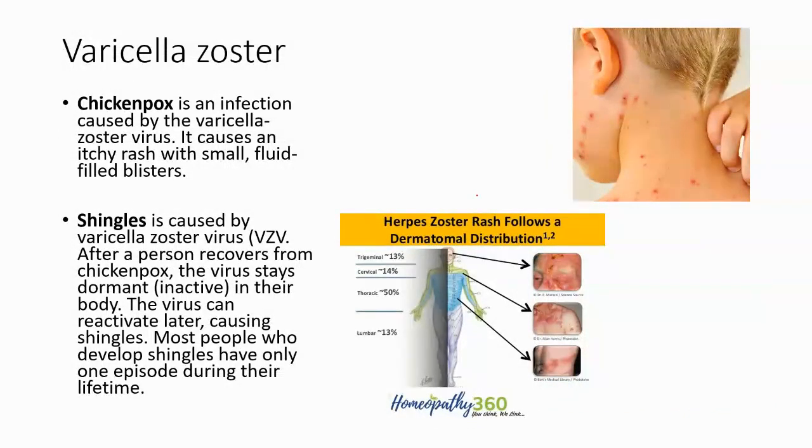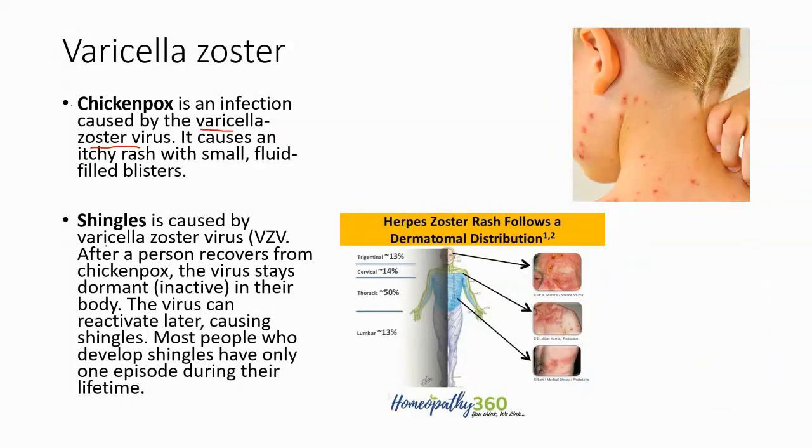The varicella zoster, another virus, talking about chickenpox and shingles. Number one, chickenpox is an infection caused by varicella zoster virus. It causes an itchy rash with small fluid-filled vesicles. Generally, we see this in children, but now, the last couple of decades, there's been a vaccine for this, so we don't see it as much.